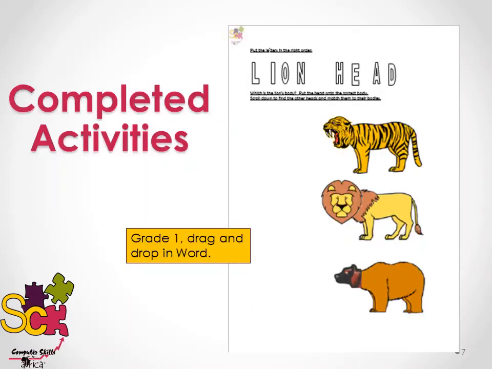Here you have a completed activity, so it will spell lion head if they have done that correctly and all the animals look right. We give completed activities to the teachers, not to the children, so that the teachers can see what we are actually after.